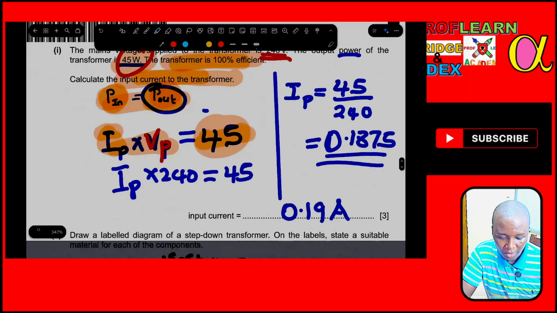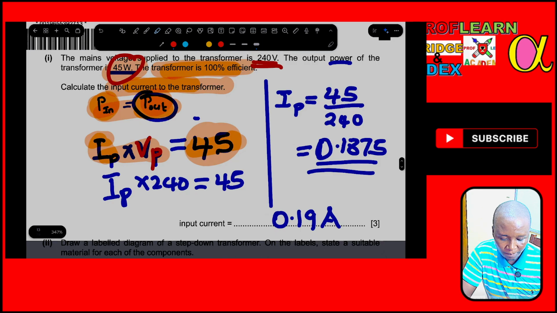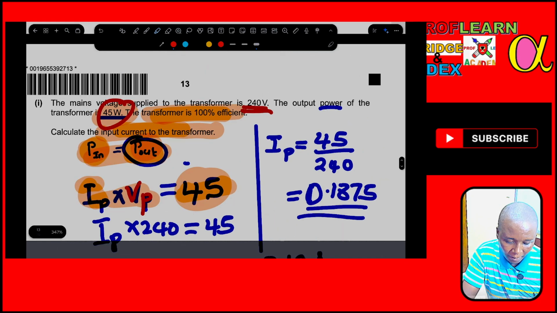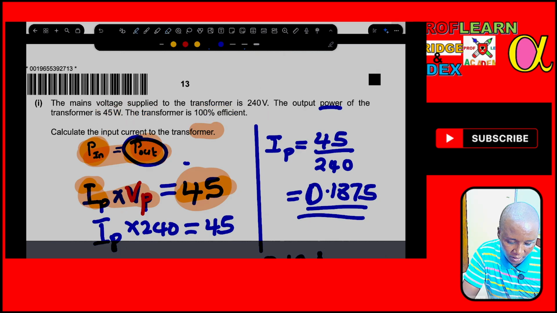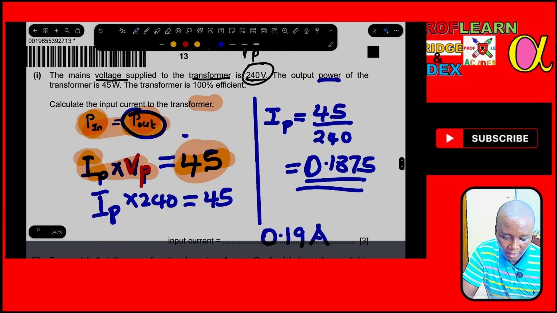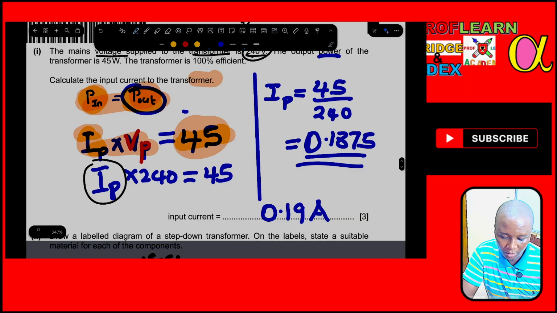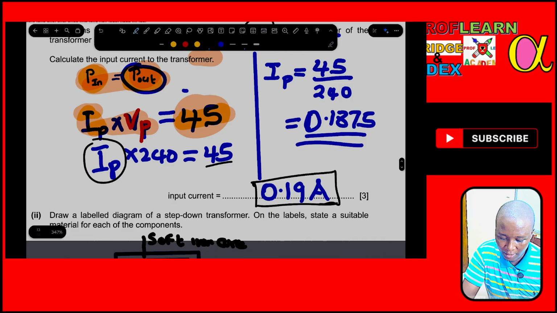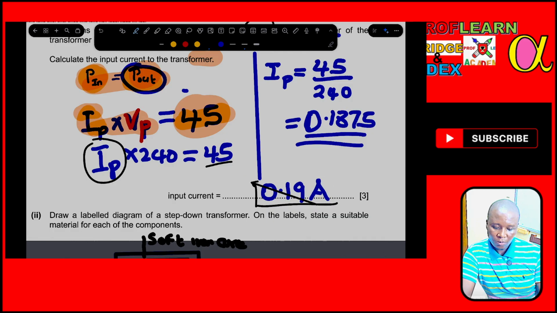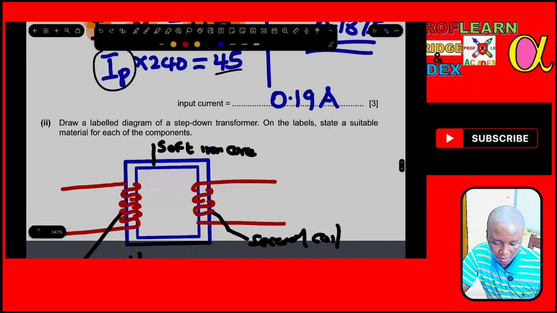So we shall now say the power out, which is 45, is equal to current in the primary coil times 240, because you are told the main supply voltage was 240. That was the voltage in the primary coil, but we are working out the current in the primary coil. So you can take 45 divided by 240, and that's going to translate to 0.19 amperes, and that is exactly what we're supposed to do.